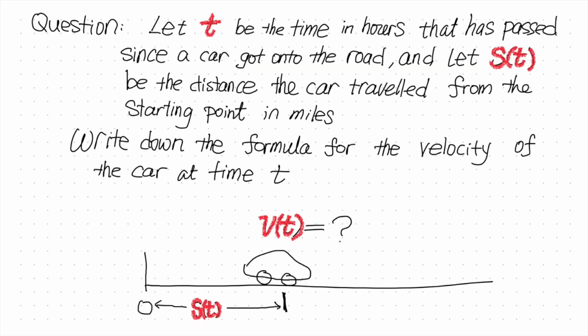Let t be the time in hours that has passed since a car got onto the road, and let s of t be the distance the car traveled from the starting point in miles. Denote the velocity of the car at time t by v of t. Write down a formula for v of t.